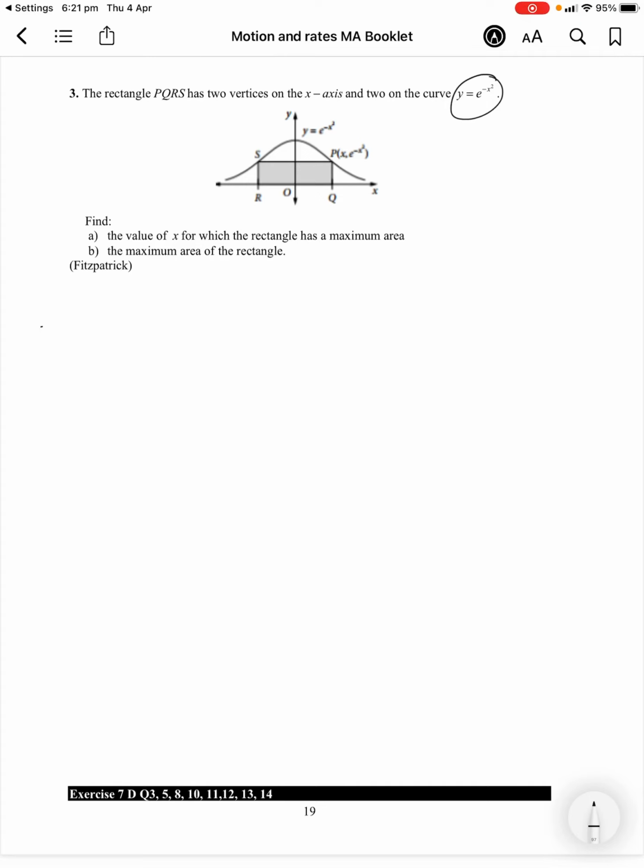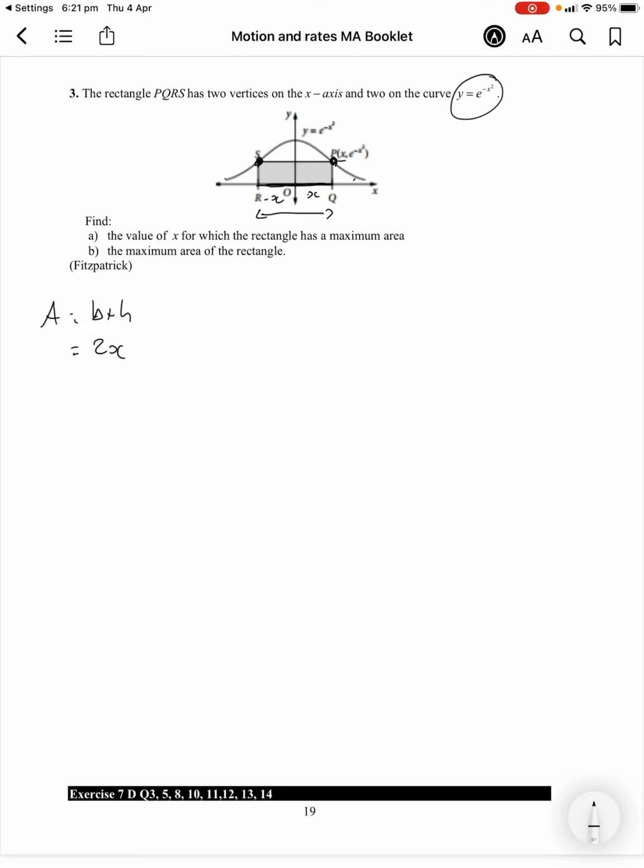First thing I need to do is find the area of this rectangle. The area of a rectangle is base times height. The base here is RQ. Now, it may be difficult to realize what RQ is, but the x coordinate of P is x, which means that length there is x. Because this curve is symmetrical, that point over there would be negative x. So the total length, or the base, is going to be 2x. So it works really nicely.